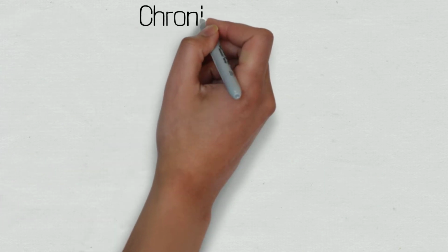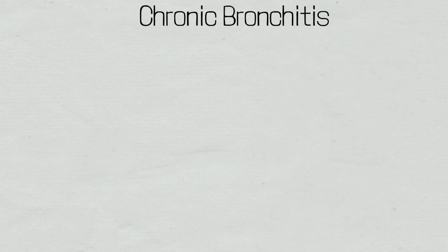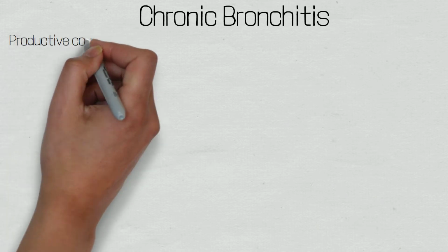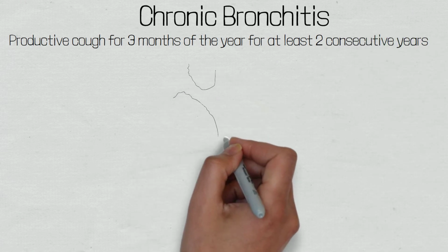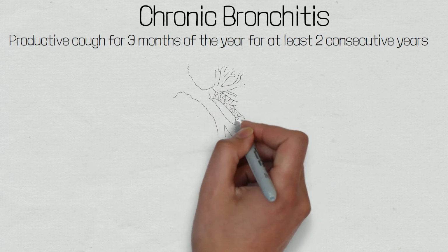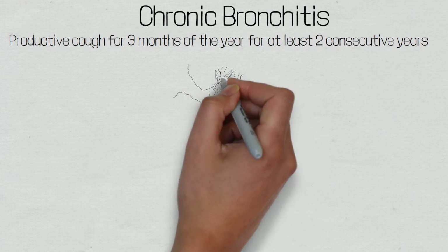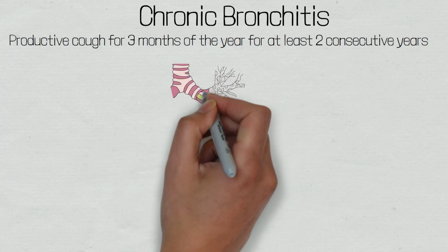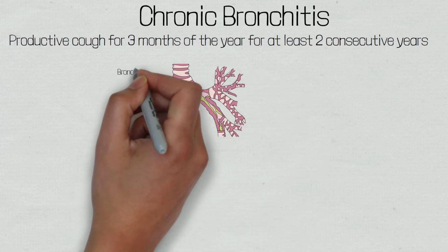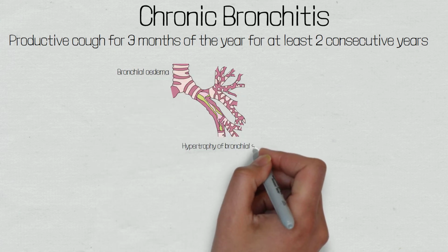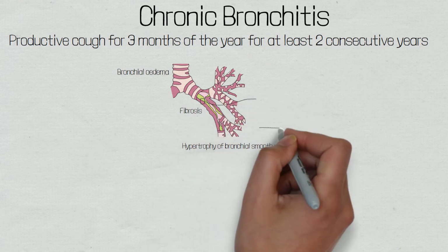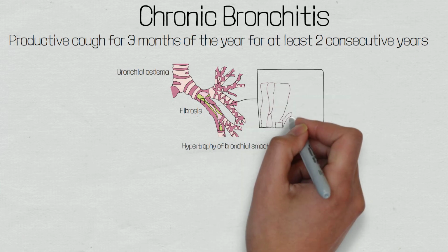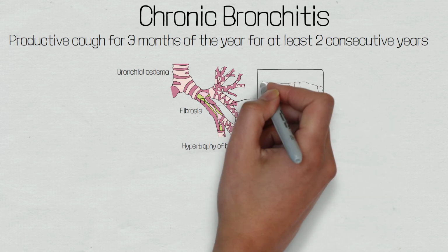Let's start by looking at the pathogenesis of chronic bronchitis. Chronic bronchitis is diagnosed when a patient has had a productive cough that continues for 3 months of the year for at least 2 consecutive years. The constant exposure the airways have to irritants, such as tobacco, causes damage from constant inflammation and recruitment of immune cells. This inflammatory process leads to bronchial edema, hypertrophy of bronchial smooth muscle, fibrosis of the airways, and hyperplasia of mucus glands and goblet cells, leading to excess secretion of mucus in an attempt to protect the airways from the pathogens.